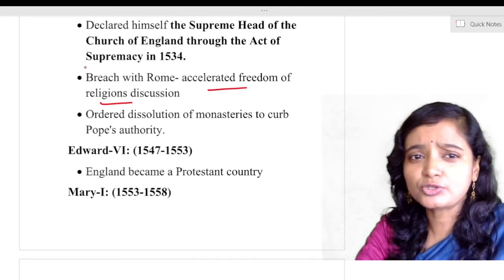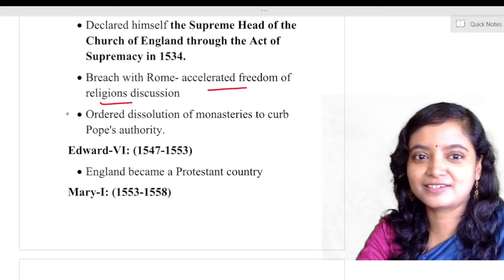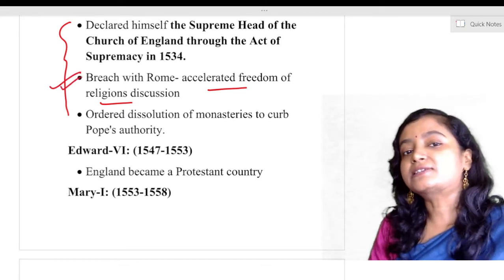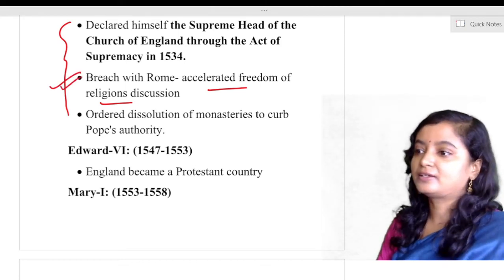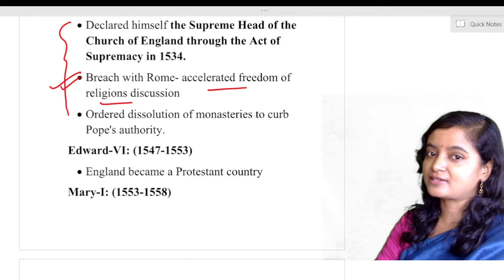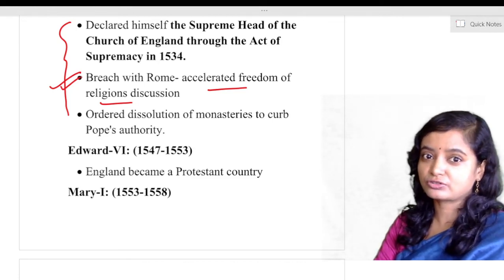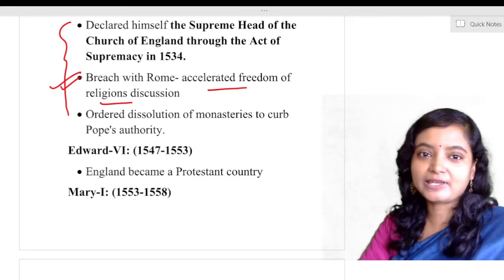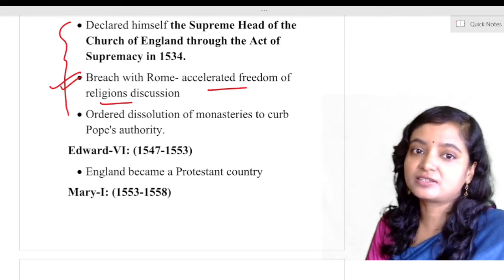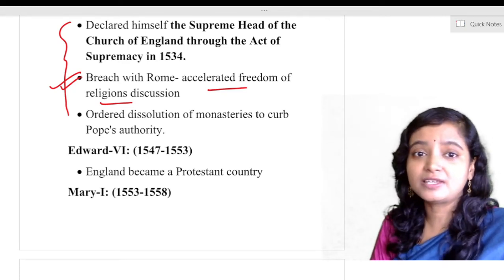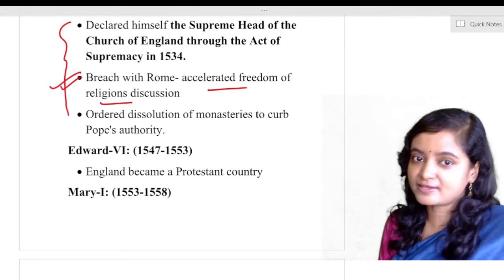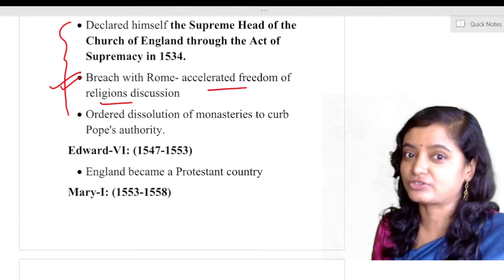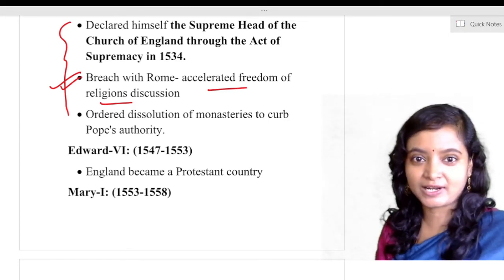So actually Henry-VIII is related to the English Reformation, which is very important, but he did all this just for his personal cause, not to change anything in the English scenario. Whatever he did, he did for his personal cause, just to marry one after another and kill one after another.